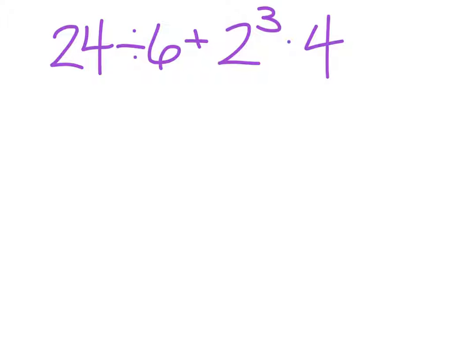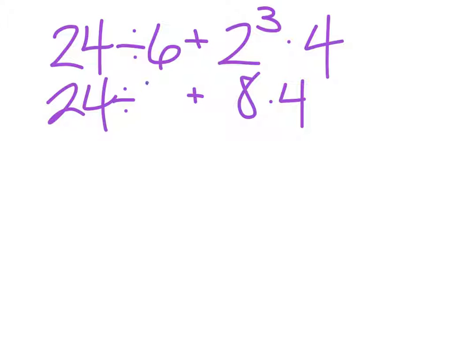Well, here's number 21 in your book, page 13. Looks like no parentheses. Exponents: 2 to the third, 2 times 2 times 2, that would be 8. So I have 8 times 4, 24 divided by 6. Well, I have to do multiplication and division next. That would be 4 plus 32. Answer should be 36. There you go.